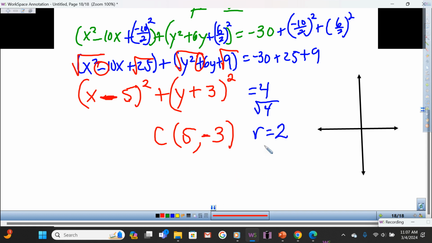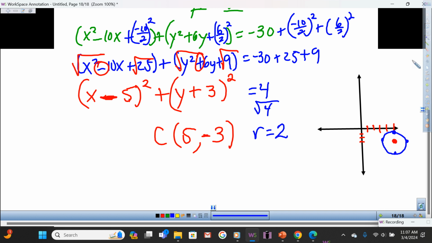So I go to (5, -3), so I go 1, 2, 3, 4, 5, and then 1, 2, 3. Put my center. And then 2 steps in all 4 directions. 2 steps up, 1, 2, 1, 2, 1, 2, 1, 2. And that's how we make our circle. We good? Yes? All right.